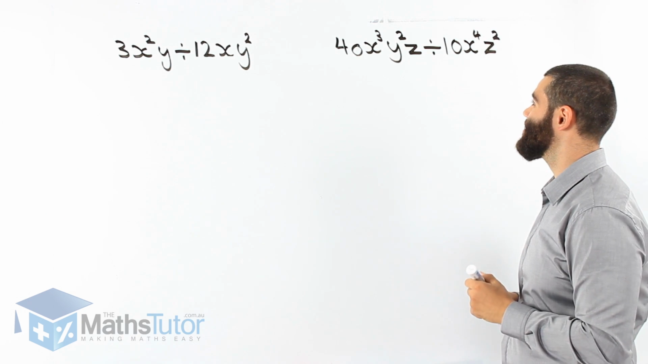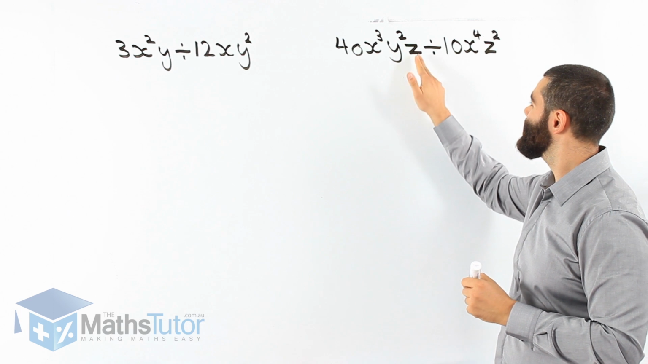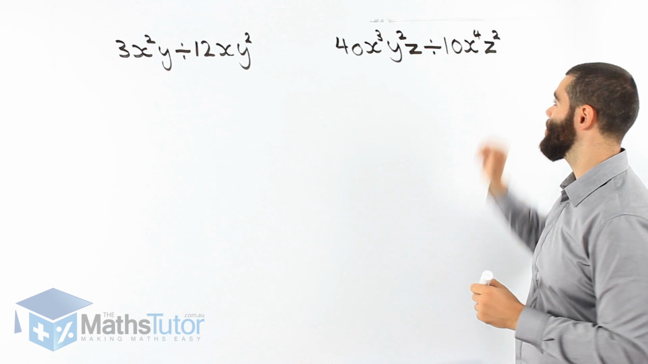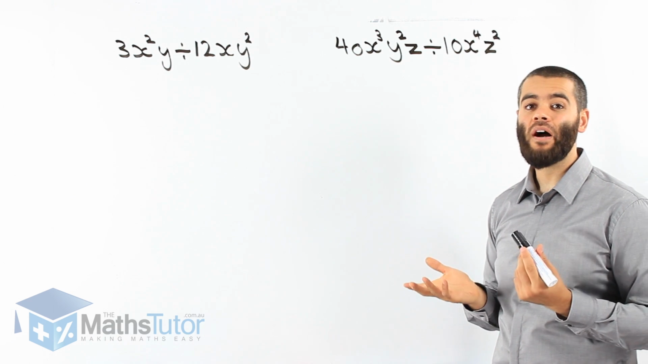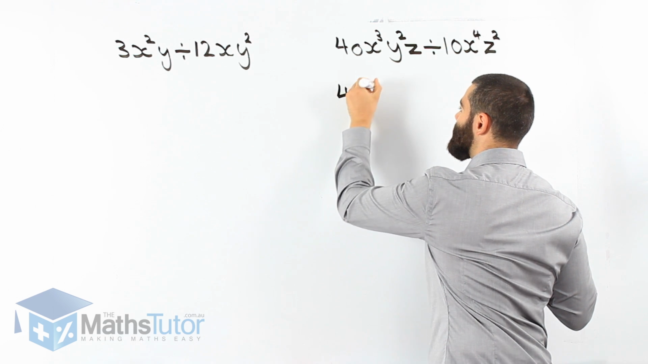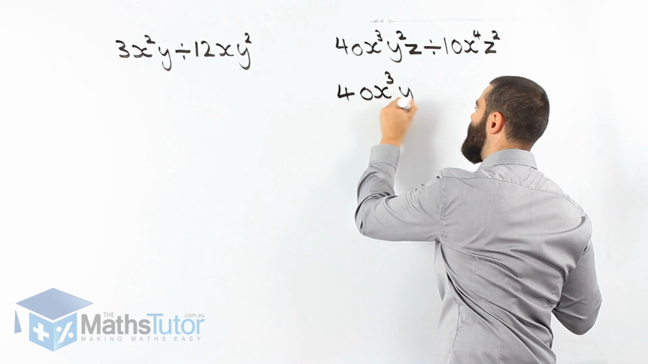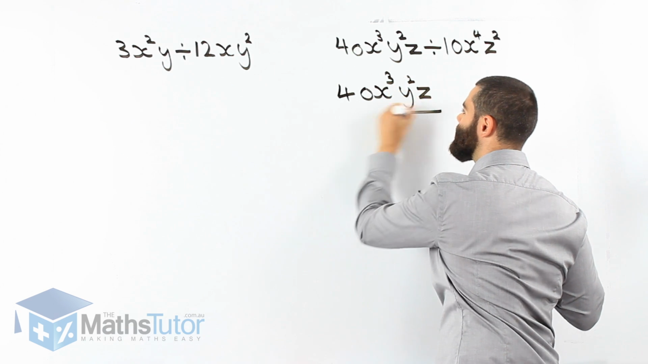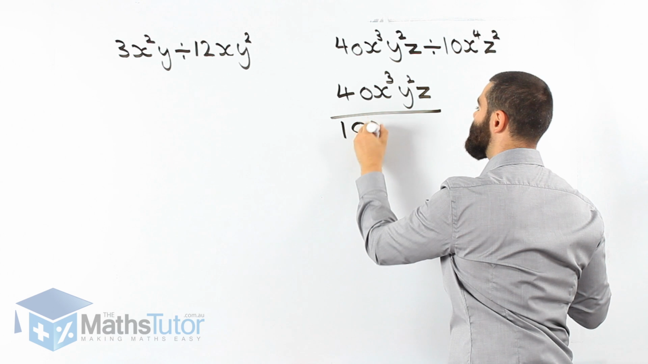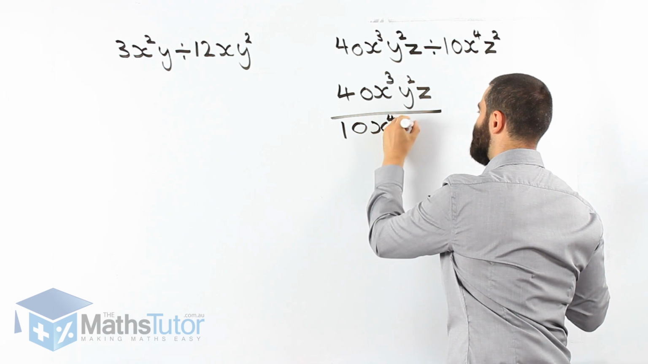We have 40x cubed y squared z divided by 10x to the power of 4 z to the power of 2. Again, how do we write it? In fraction form. 40x power of 3 y power of 2 z over 10x power of 4 and z to the power of 2.